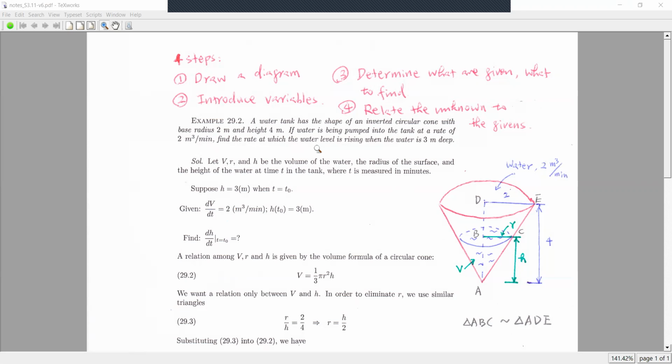Moreover, the water level is rising because water is entering the tank. There must be an instant at which the water level is 3 meters high. Let me denote that instant by T0. In other words, when time is T0, H, the height of the water, is 3 meters. This is all the information that we have.